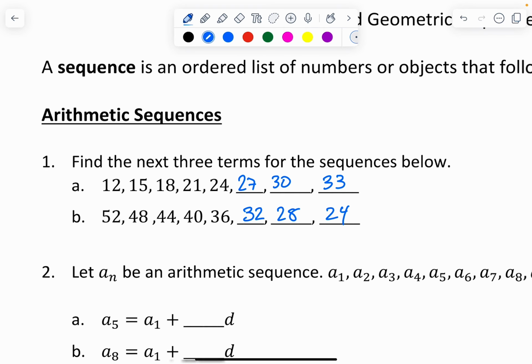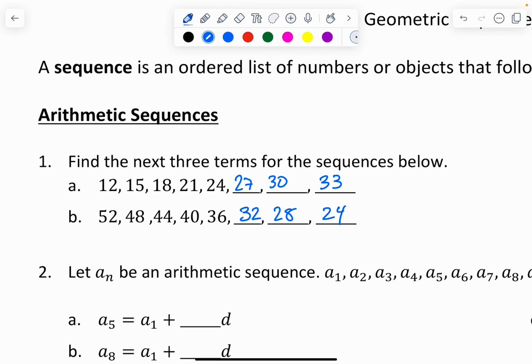Okay, these two sequences where you are adding or subtracting the same amount each time, these are known as arithmetic. It looks like arithmetic, but we say arithmetic sequences. And so they have a common difference. In the first one, we had a common difference of a positive 3. And in the second one, we had a common difference of negative 4. We were subtracting 4 each time.